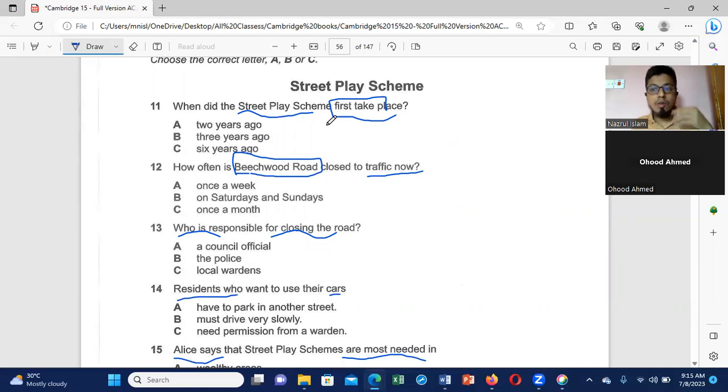Now the thing is, what will you do in the real exam? You'll just read like this. When did the street play scheme first take place? You will underline street play scheme first take place. 2 years ago, 3 years ago, 6 years ago. How often is the Beachwood Road closed to traffic now? You'll underline Beachwood Road, then closed to traffic now. Once a week, Saturdays and Sundays, once a month.